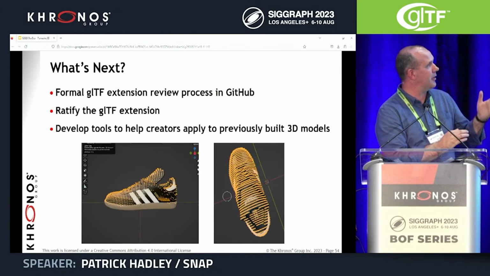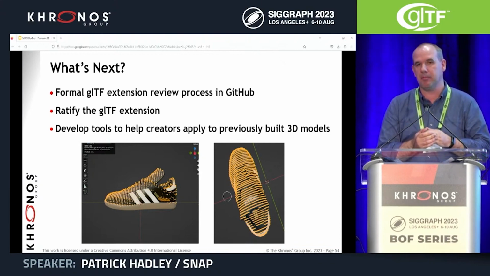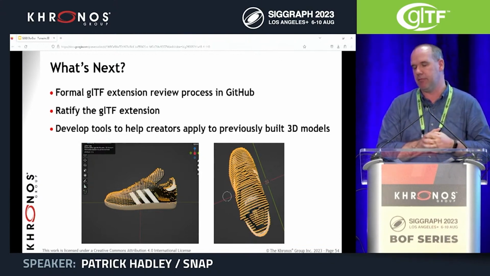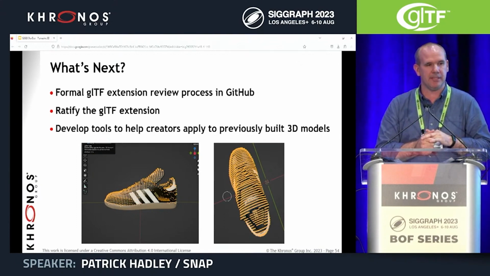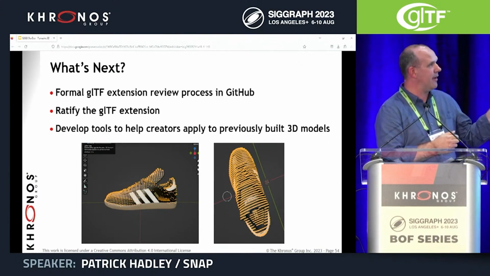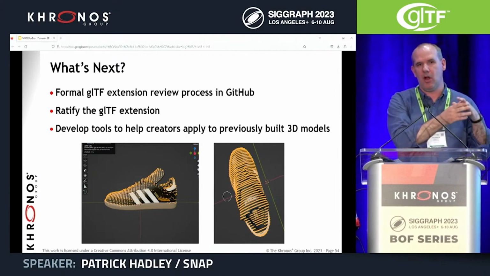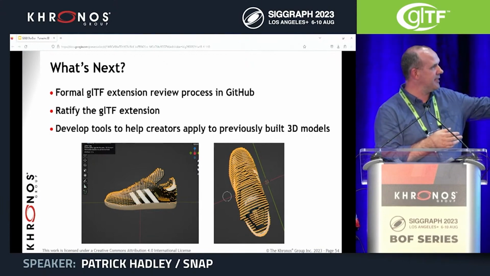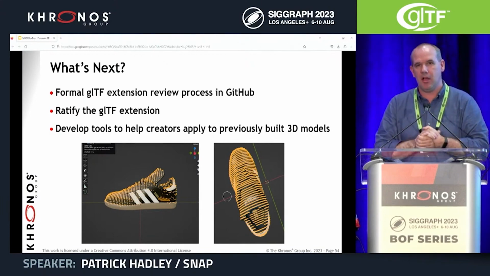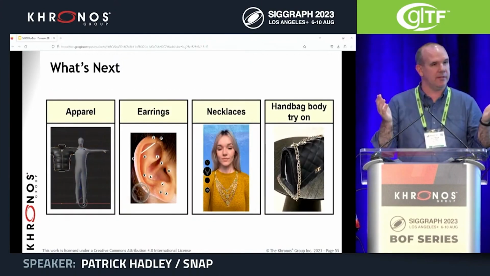But what's the next step? First off, we're going to propose these as formal glTF extensions in GitHub and have the review to get them ratified. We'll give updates as that progresses, and we'll also be looking at dev tools to help people who have 3D models that have already been built, to automatically place these, like this example with the shoe, to help with the placement of these attachment and anchor points. And then we're not done with just these 4.